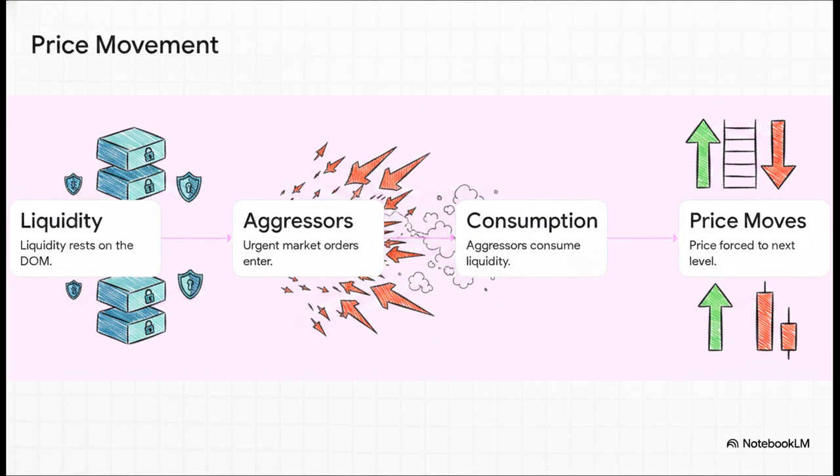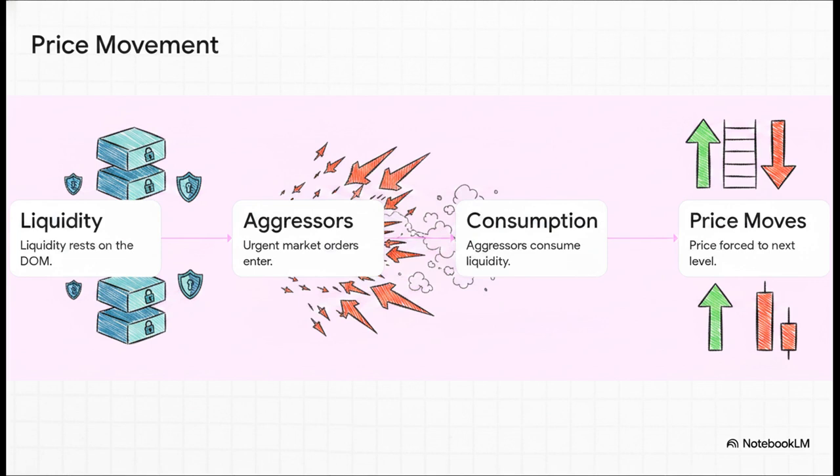Just imagine there are 100 sell limit contracts resting at a specific price. If a buyer comes in hot with a market order for 150 contracts, they consume all 100 of those resting contracts instantly. That leaves 50 left over, right? Which brings us to step 4. Because all the limit orders at that specific price are entirely gone, the remaining 50 contracts of that market order absolutely must be filled at the next available price. The price is mathematically forced to tick up or down to the next level just to find counterparty liquidity.